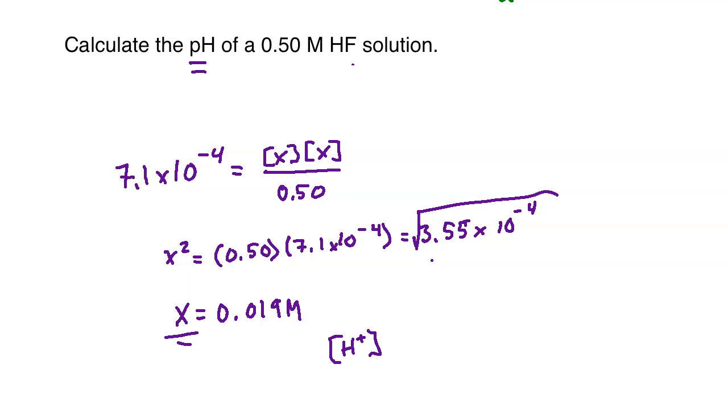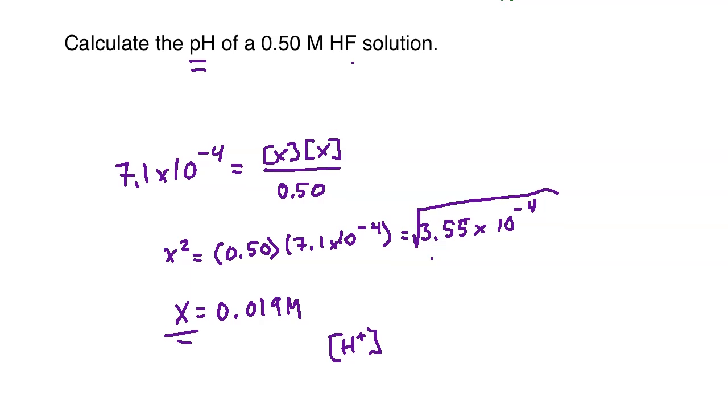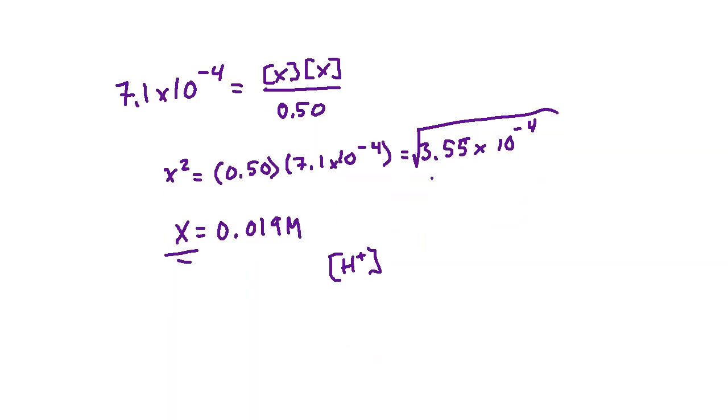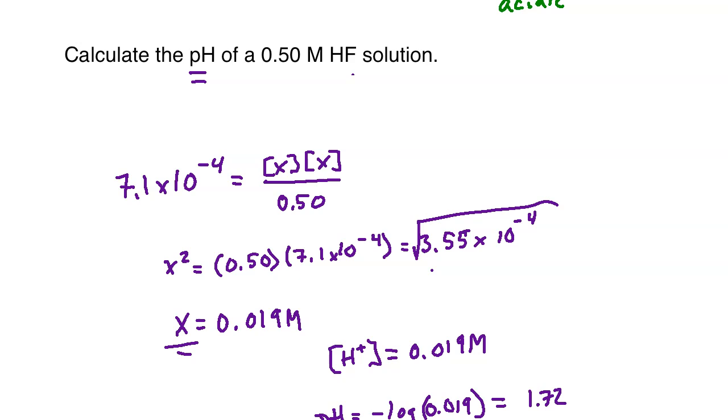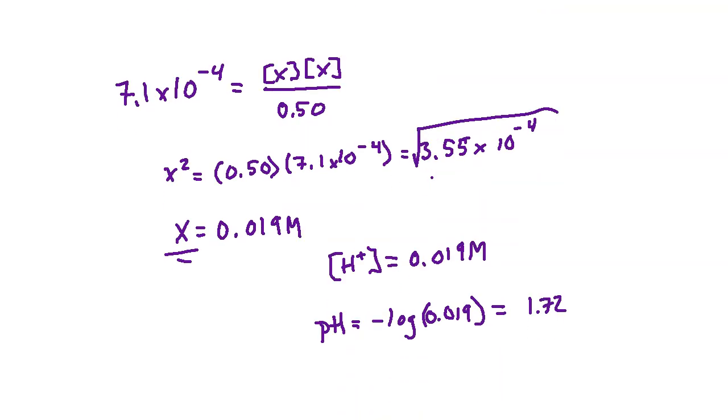So if I want pH, I'm going to need to go after the H plus. So since I have H plus at this value here, I can then easily find the pH by taking pH equals negative log of 0.019, and that turns out to be 1.72. So the pH of hydrofluoric acid solution at 0.5 molarity is 1.72.